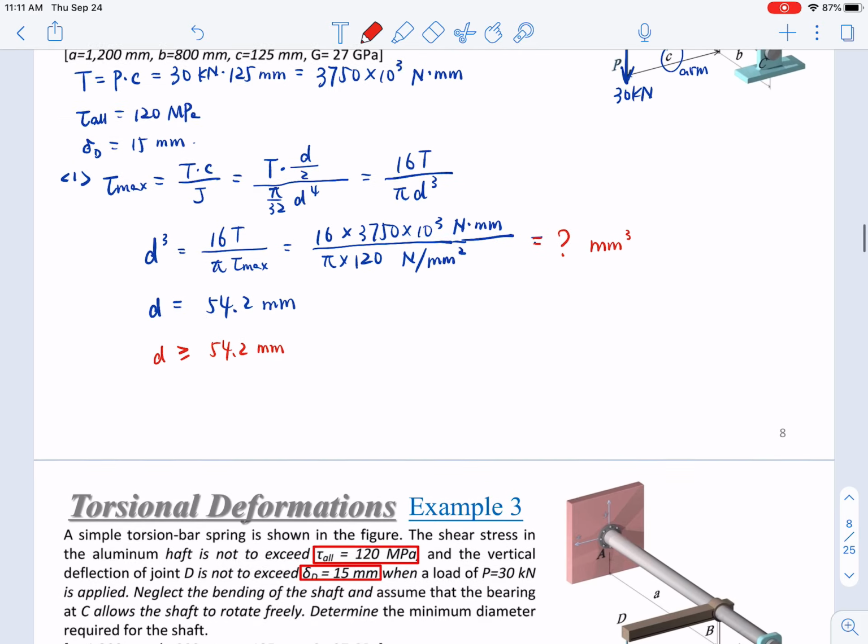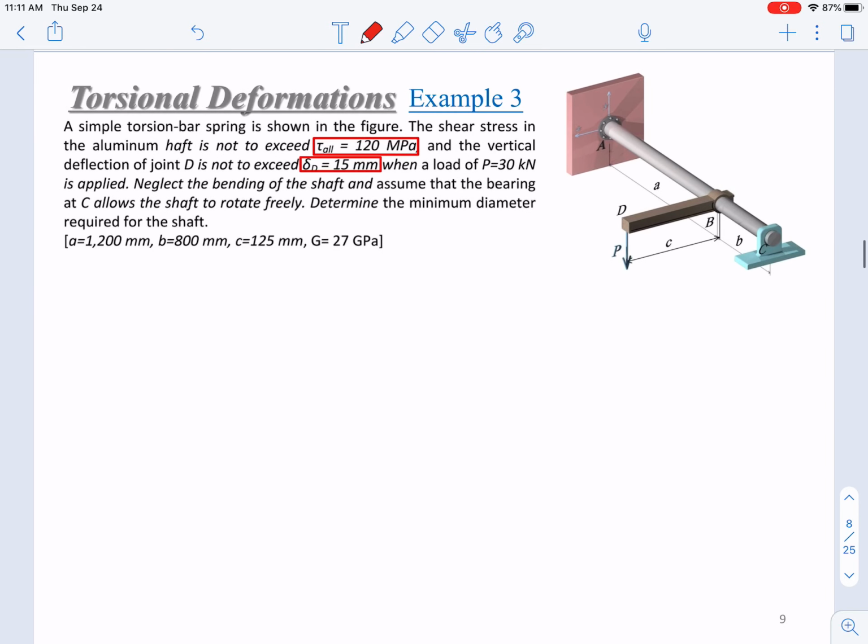Okay, we have the second criterion. The second criterion is that the delta D equals 15 millimeter. So what is this? Right, smaller than, not exceed, no larger than 15 millimeter.